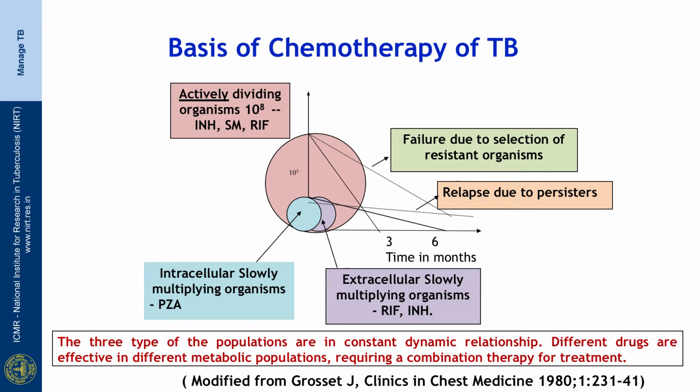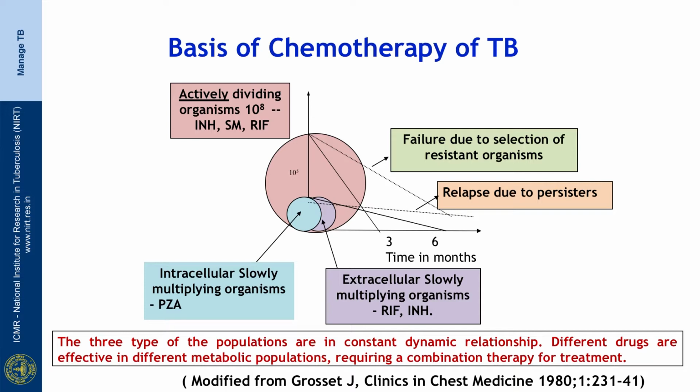So, it is easier to kill this larger population which is actively dividing, and there the drugs which are most effective are rifampicin, INH and streptomycin, INH being the most potent. If you look at rapidity of kill, it is the rifampicin which kills faster. When it comes to the intracellular slowly growing bacteria, this has an acidic pH, where the drug which is most effective is pyrazinamide. When it comes to the slowly dividing persisting bacteria, it is the INH and rifampicin which are good.